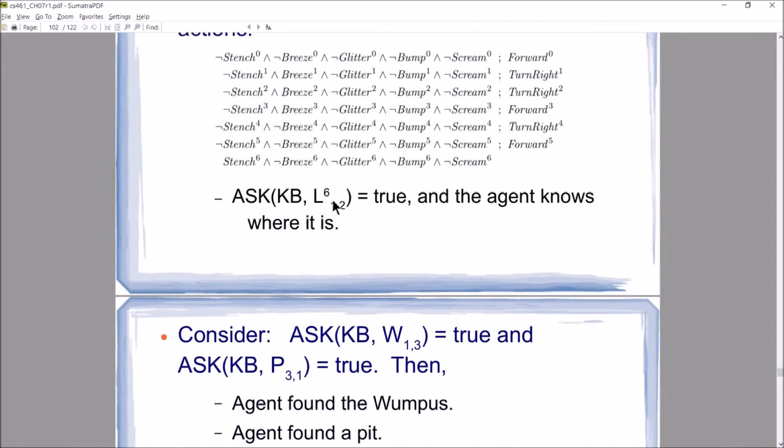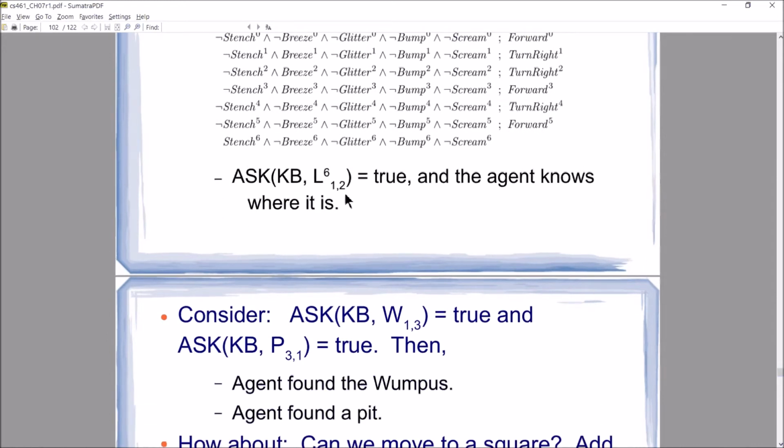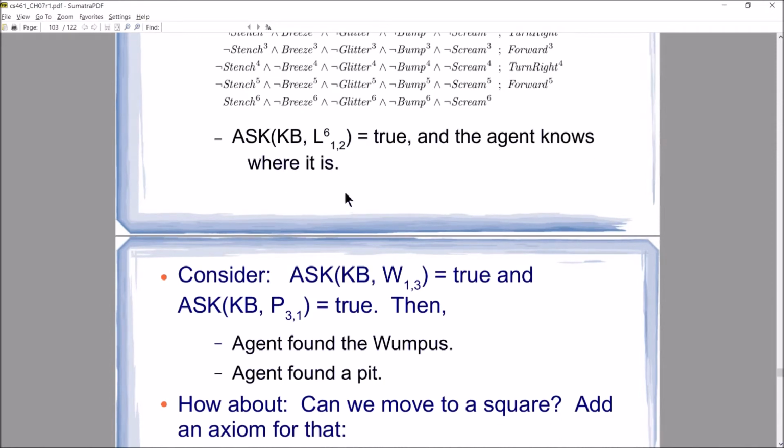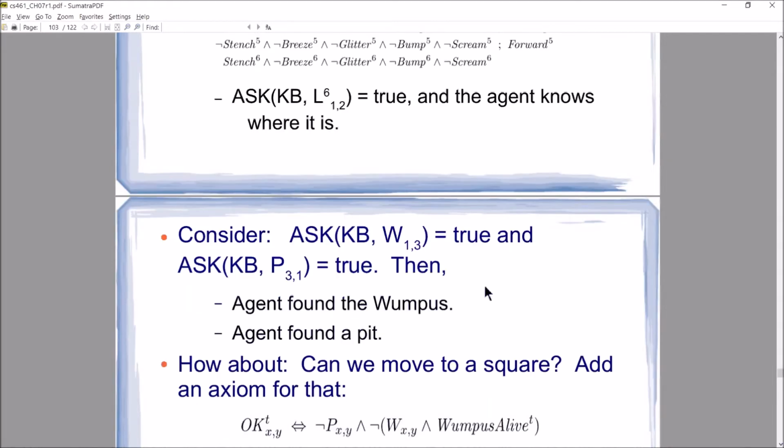Even further, you could ask the knowledge base, where's the Wumpus? If you ask the knowledge base, is there a Wumpus in 1 3, and that evaluates to true, and if you ask the knowledge base, is there a pit in 3 1, and that evaluates to true, then the agent found the Wumpus, and the agent also found a pit.